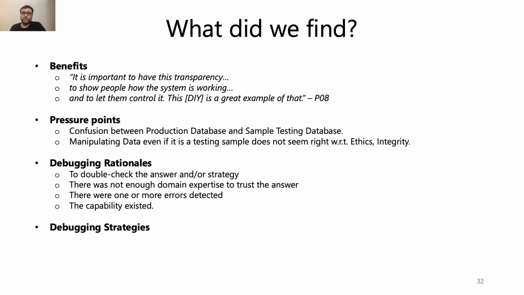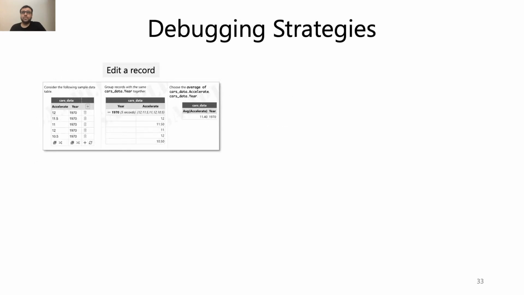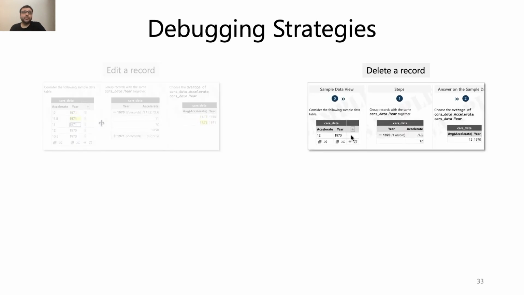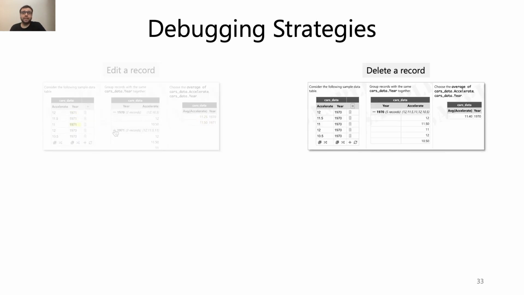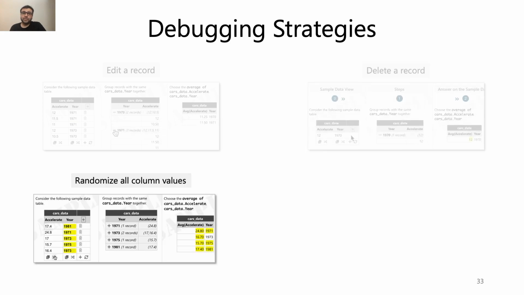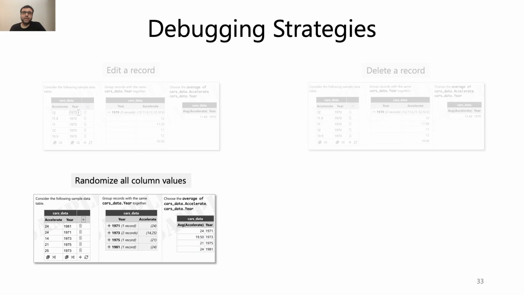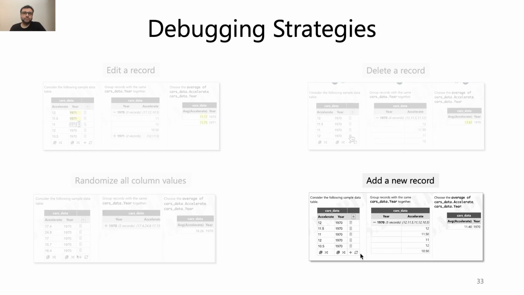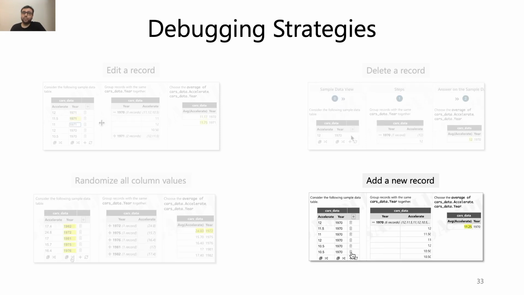We also observed our users employ different debugging strategies. For example, some users tested boundary conditions by editing specific values, while some users deleted records to keep absolutely relevant data. Some users, not wanting to make specific changes, used the shuffle feature to randomize all values in that column. And some users who did not want to modify existing data added a new test record.